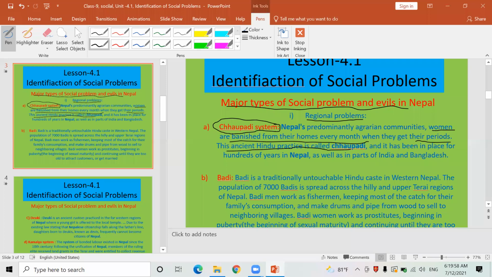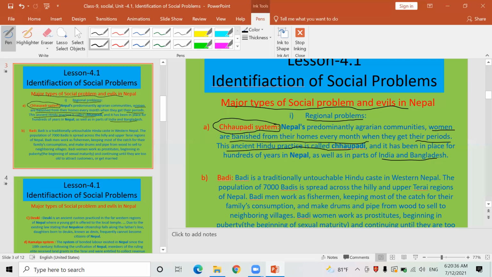It has been practiced for hundreds of years in Nepal, as well as in parts of India and Bangladesh. Besides Nepal, in Sudurpashchim Province and Karnali, and even in India and Bangladesh, people following Hinduism practice this. Therefore, this is one of the conservative and traditional practices, anti-social activities, which harm women's rights and violate girls' rights.